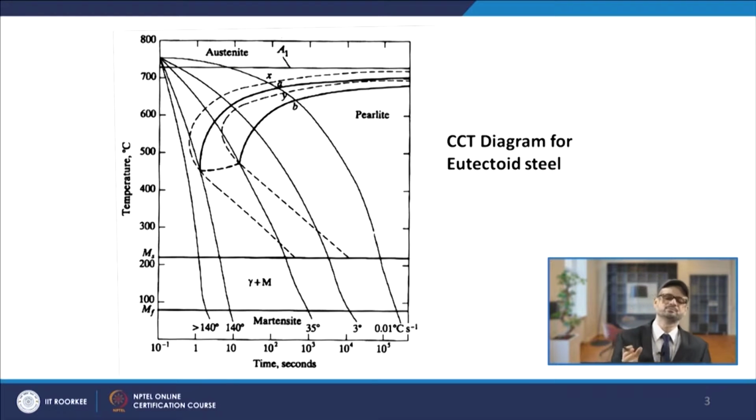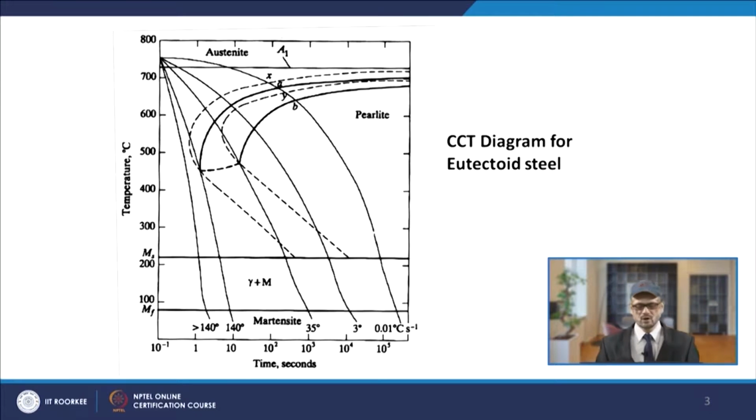If you go beyond this, you will have a different transformation. Now, in this case you will have different zones, that will be pearlitic zones. So, you will have coarse pearlite on this side and then further fine pearlite. Then on the lower side you will have bainite and all that.